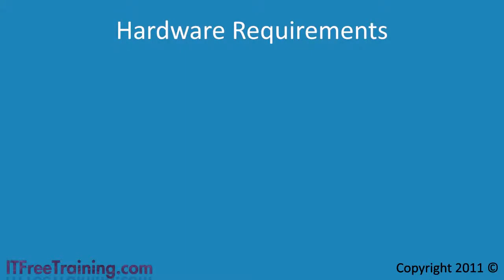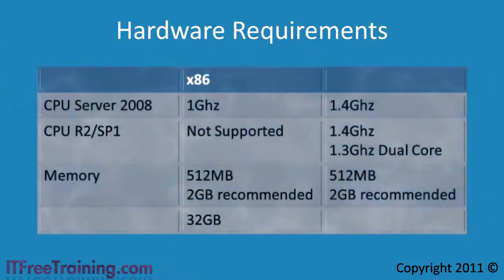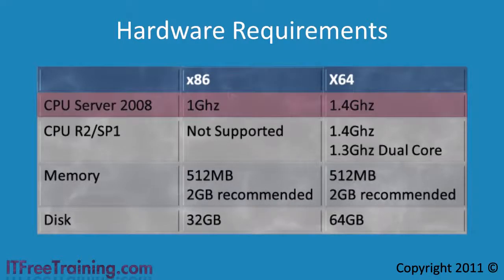First, before you start installing Active Directory, you need to ensure the server that you are using meets the minimum hardware requirements for Active Directory. If you are running Windows Server 2008, you need a 1.4 GHz CPU for 64-bit systems. For a 32-bit system, you need a 1 GHz CPU.